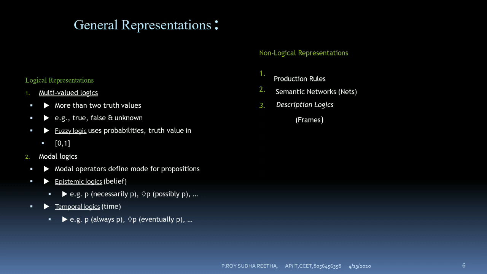Other than logical representation, we have non-logical representation. There are 3 types: the first is production rules, the second is semantic networks, and the third is description logic. A production rule is a type of rule used to explain the fact. A semantic network is a form of network used to represent the relationship between different facts, and description logic is a type of frames used to represent the logic in terms of frames.